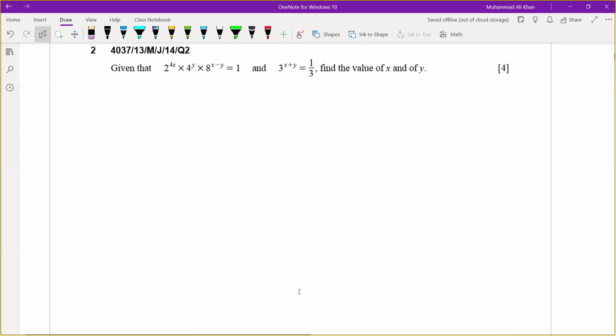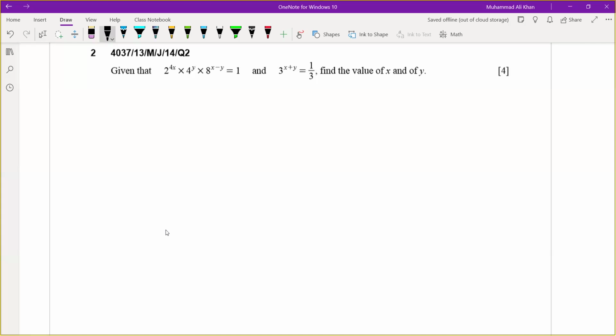Question number 2. Again, the question number 2 is about indices. What we have to do in this question? Again, first we have to convert the first equation in the base of 2. So 2 power 4x multiplied by 2 square power y multiplied by 2 cube power x minus y equals to 1. So it will be 2 power 4x plus 2y plus 3x minus 3y. With a single base of 2, we add all the powers, equals to 1, which is 2 power 0. Anything power 0 is equals to 1.